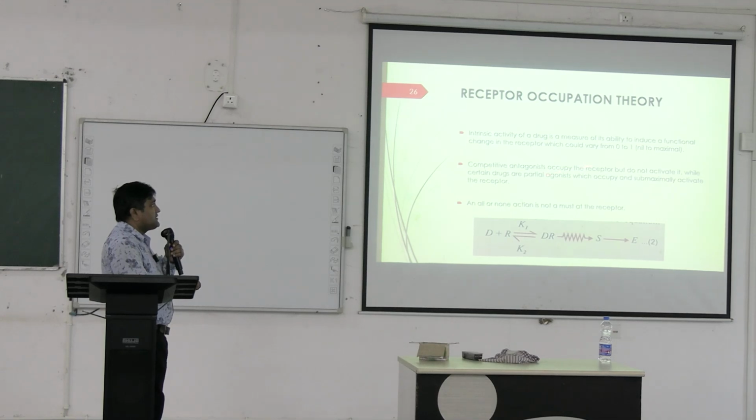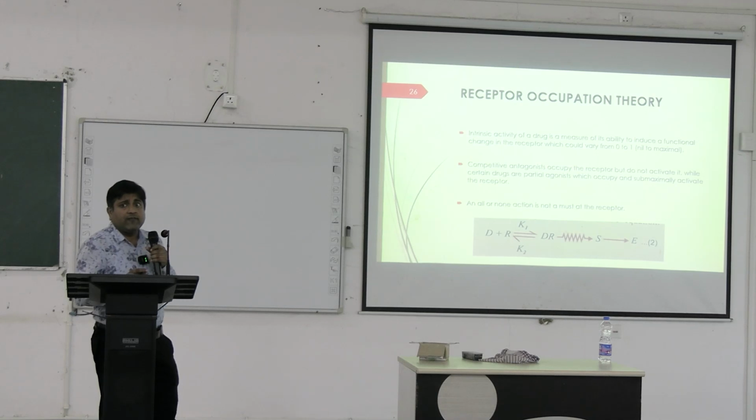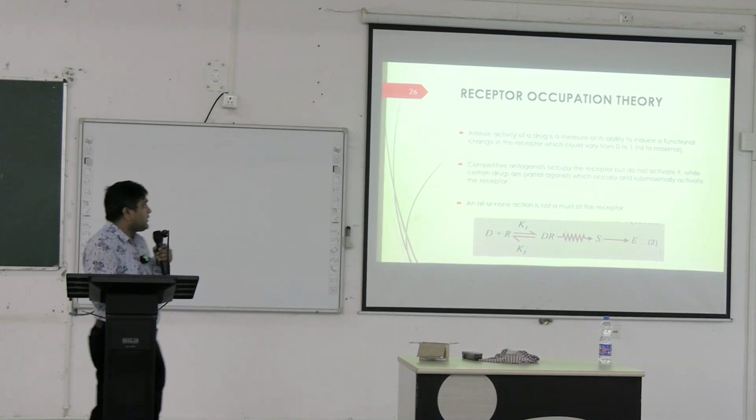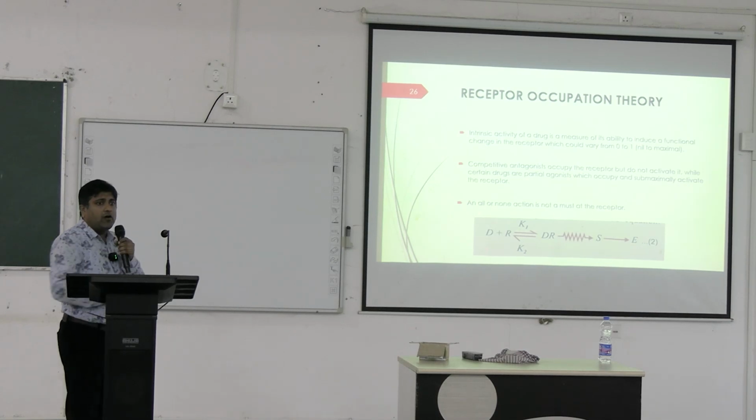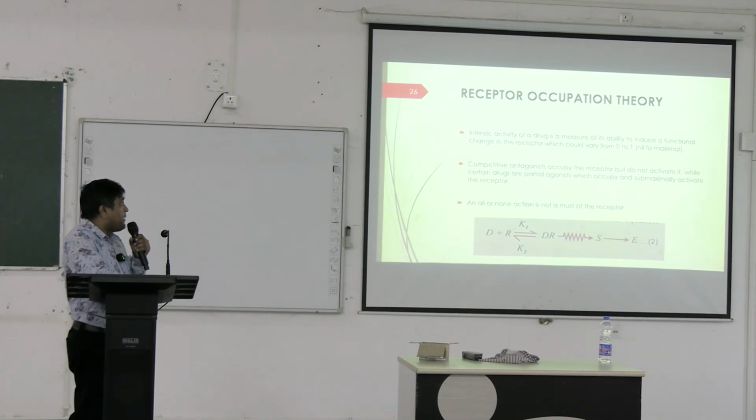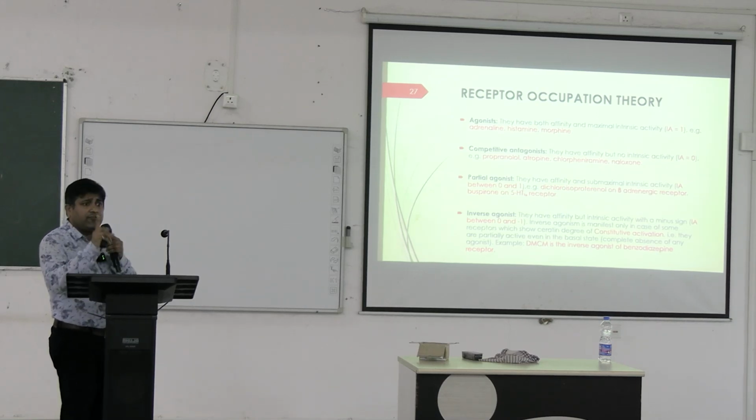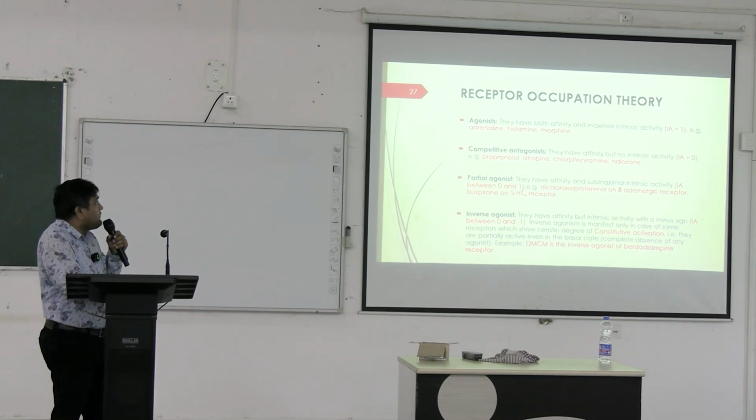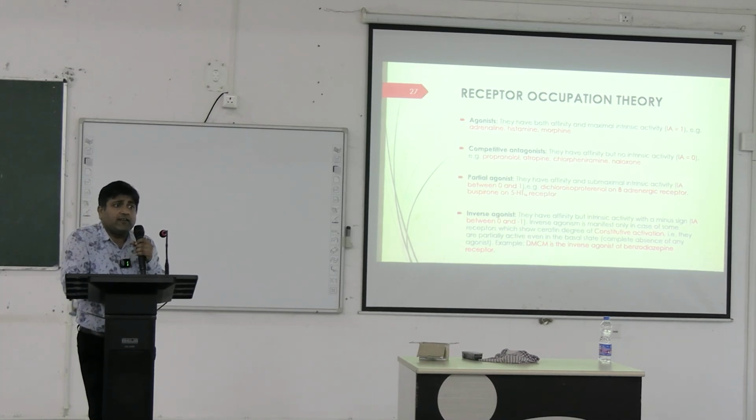Competitive antagonists occupy the receptor but do not activate it. So they have got affinity but intrinsic activity of 0. While certain drugs are partial agonists, which occupy and submaximally activate the receptor. And all or none law is not a must for the receptor. Now coming to agonist, they have got affinity and intrinsic activity of 1. Coming to competitive antagonist, they have got affinity but intrinsic activity 0.